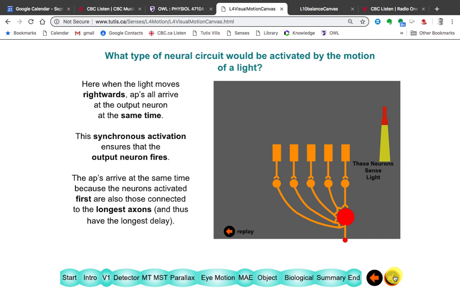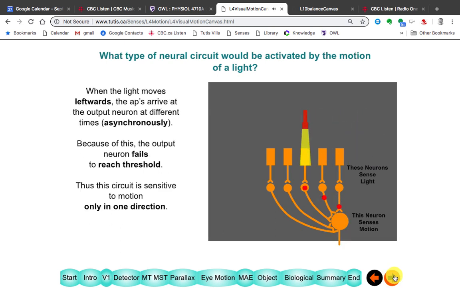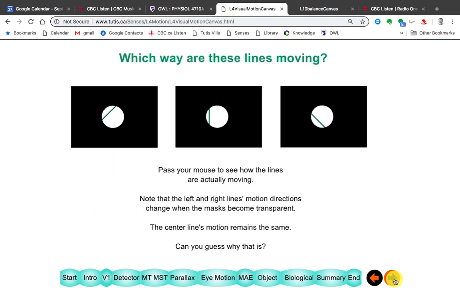If you go in the opposite direction, you can see that the action potentials arrive at different times in the output cell, and of course it doesn't fire. But there's some other cell somewhere in the brain that is tuned to that particular direction.